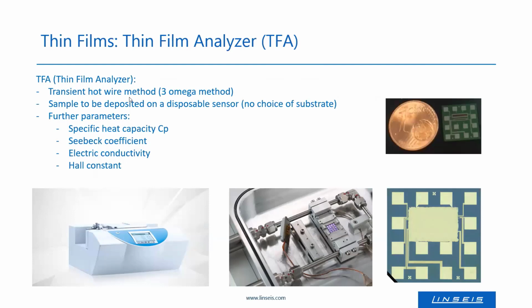For those who know a little bit about the different theories, it's a 3 omega method. The thin film has to be deposited on a disposable sensor. The sensor is shown here in this picture. And the sample has to be deposited in this region. This is shown here on the picture. And then the sensor with the sample is positioned in a sensor holder, which can be heated or cooled by liquid nitrogen by these pipes.